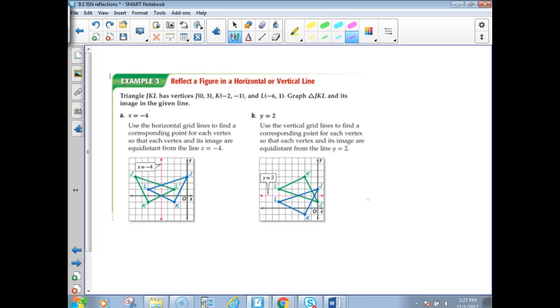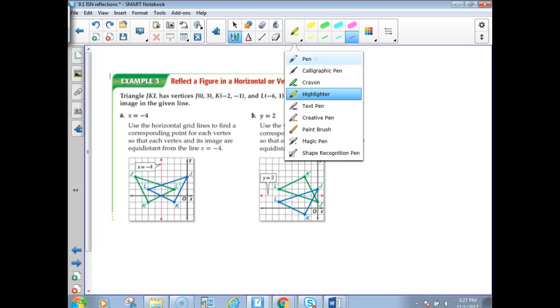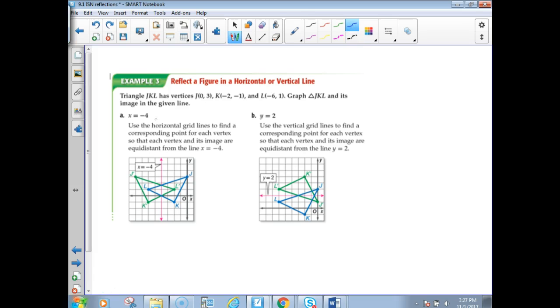All right, reflecting a figure in the horizontal or vertical line. I want you to note that it's not time anywhere close to time to go, so quit packing up.